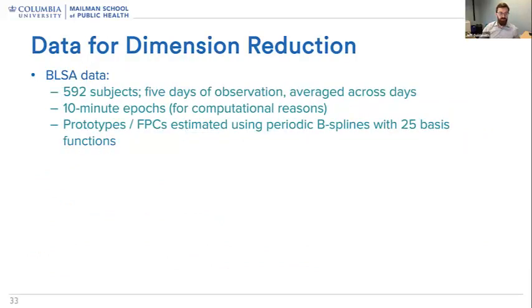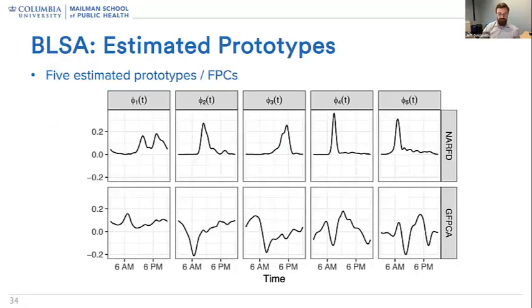So I'm going to look at this in the Baltimore Longitudinal Study of Aging. We had about 600 subjects. Here, instead of looking at one-minute epochs, one-minute time intervals, we aggregated to 10 minutes just to make this a little bit more computationally feasible. And we estimated principal components and prototypes using periodic B-splines.